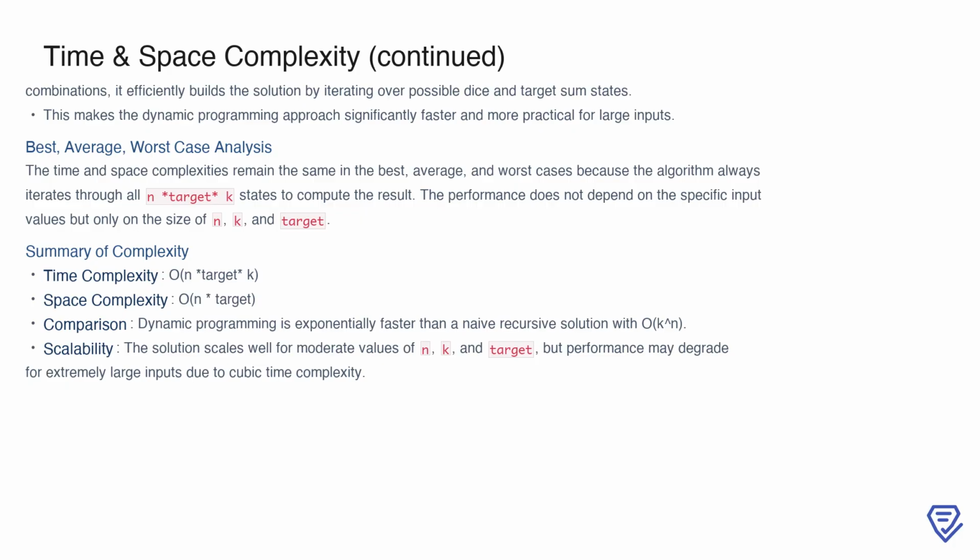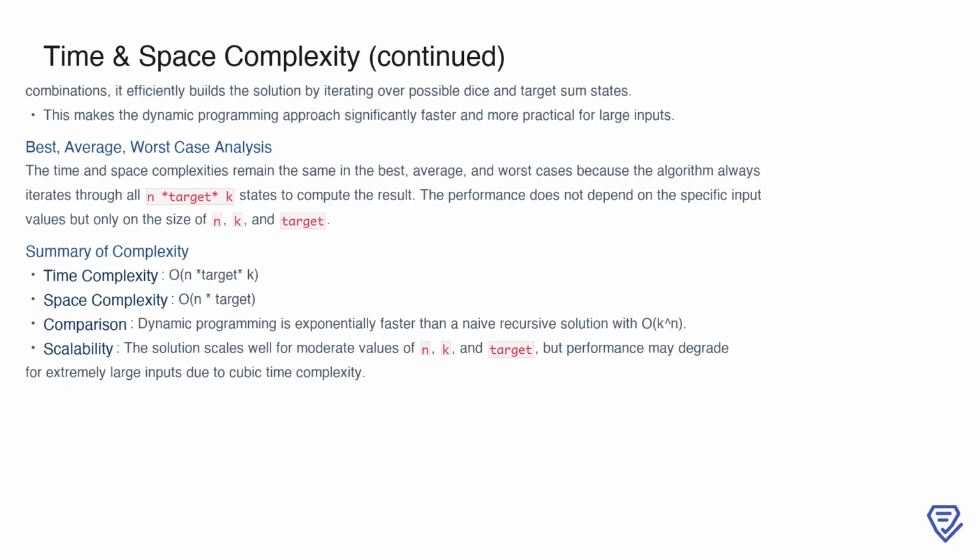The time and space complexities remain consistent across the best, average, and worst cases, as the algorithm always processes all n * target * k states, regardless of the input values. In summary, the dynamic programming approach boasts a time complexity of O(n * target * k), and a space complexity of O(n * target).